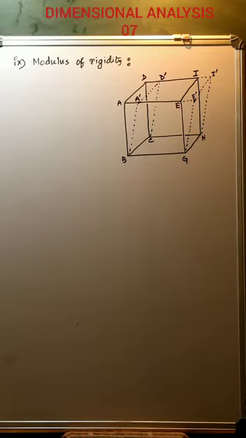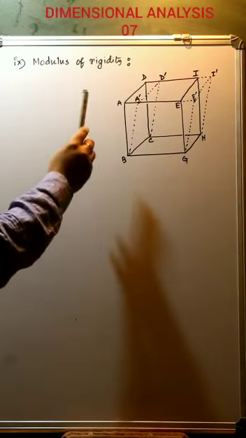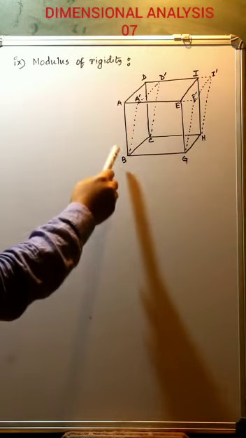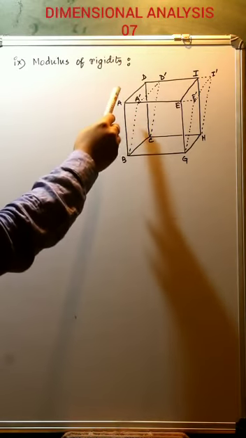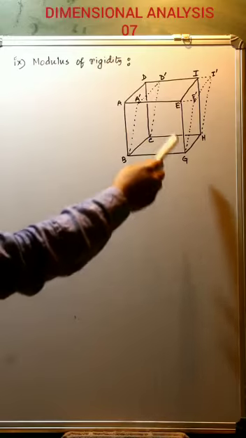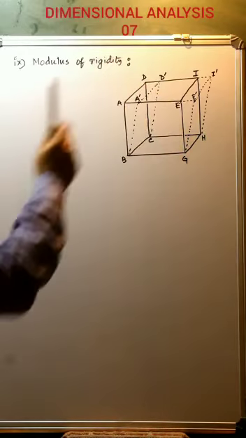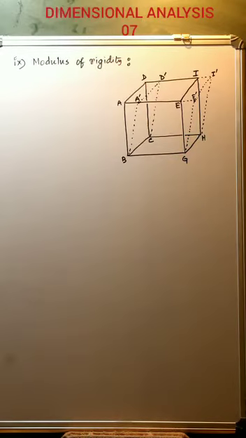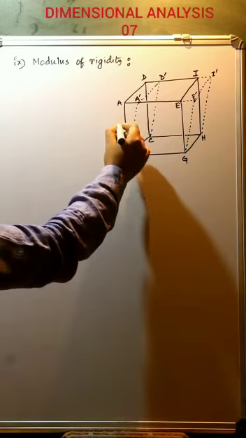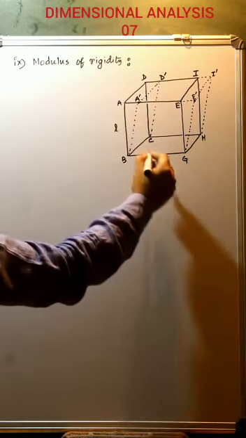Next topic is number 9, that is modulus of rigidity. We have to find the dimension of modulus of rigidity. So here we have considered a cube ABCD. Name of the cube is ABGHDCHI, and length of each side of the cube is L.